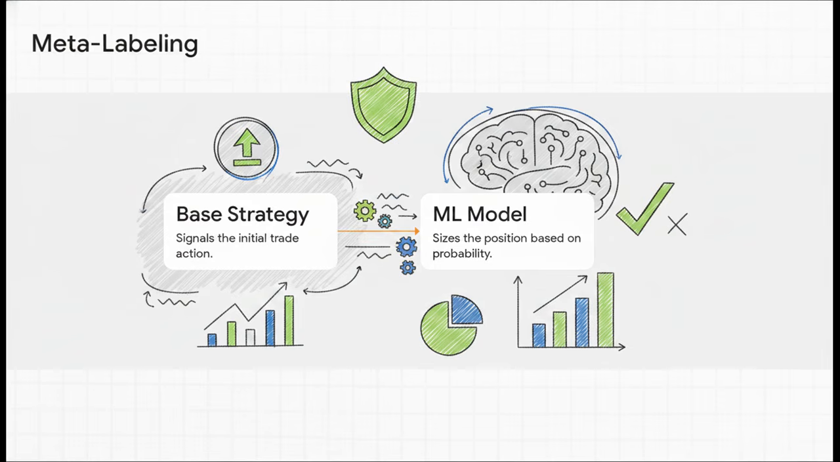A secondary, highly skeptical machine learning model audits that decision. It looks at a whole array of institutional indicators to determine the actual mathematical probability of that trade being profitable, and then it sizes the position accordingly. If the first model says buy, but the second model sees low probability in the broader indicators, no way. It will override the system and say, hold on, let's only buy 10% of our usual size.